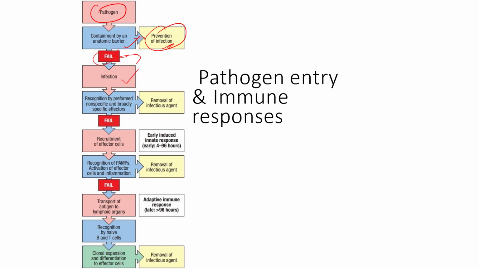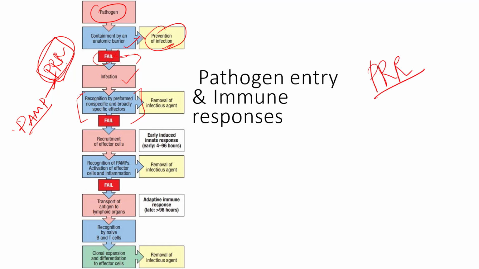Then the infection occurs. Then it leads to recognition performed by non-specific or broadly specific effectors. That is what we call pathogen associated molecular patterns recognized by pathogen recognition receptors. These PRRs will be there all over the body. That is what we are going to see. Today's class is mostly on PRRs, that is, pathogen recognition receptors, which will remove the infectious agents.